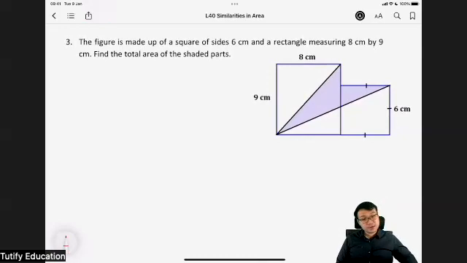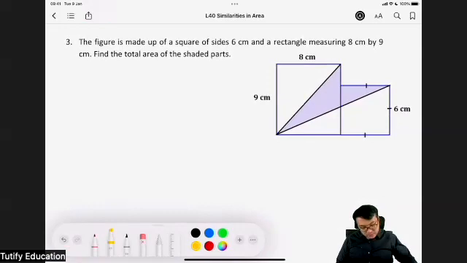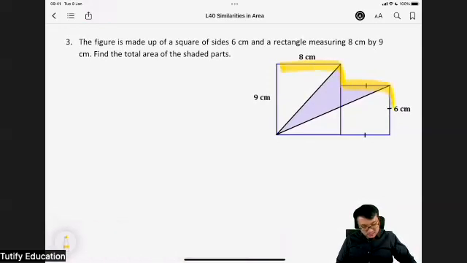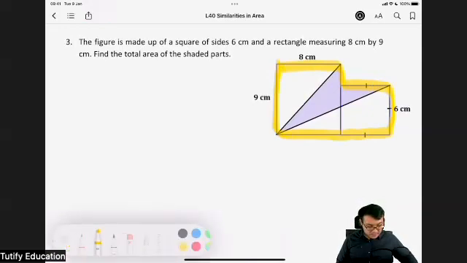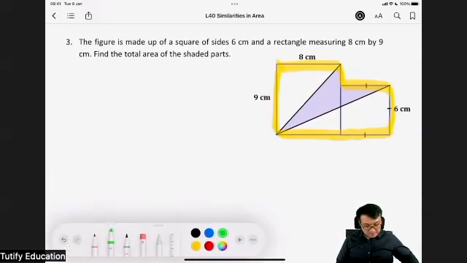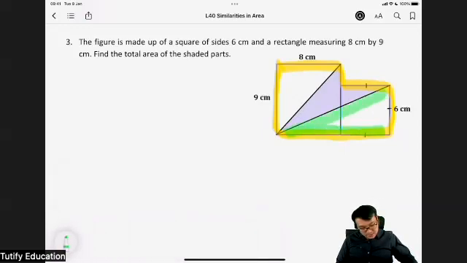Can I find the total area of everything first? Yes. Okay, so let's say I find the total area of the rectangle plus the square. Then if I want to find the shaded part, what must I take away? Two triangles. Very good. You must take away this triangle and this triangle. Then you will find the shaded part. Easy or not? Yes. Well done, Nicholas.